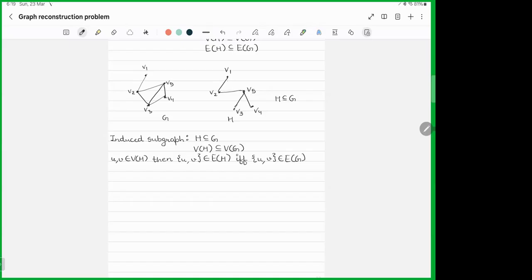So what do I mean by that? This graph H which I have drawn here is not actually an induced subgraph of G, but let's say this graph V2, V5, V3. This is an induced subgraph of G, because if I take any two vertices from H, then they are connected in H if and only if they are connected in G, right?